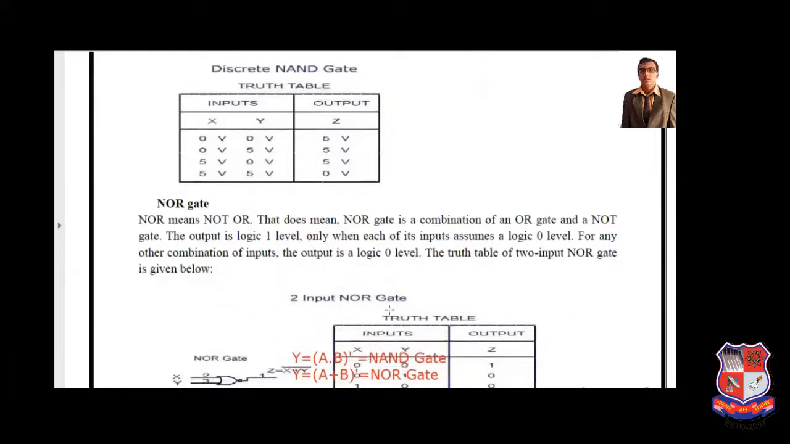Now NOR gate. NOR gate means what? It is the combination of OR plus NOT. Means what? Simply applied here A input. Here we can apply B input. Now it is known as OR gate.